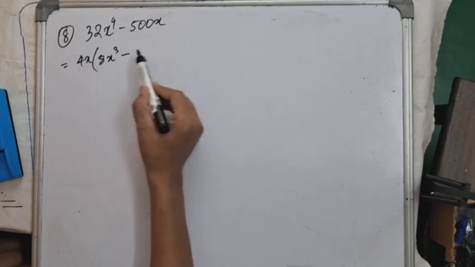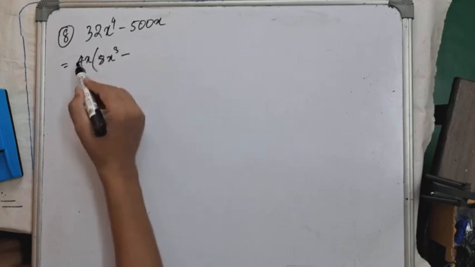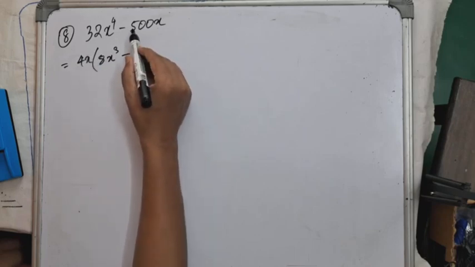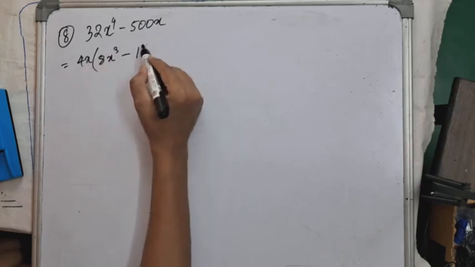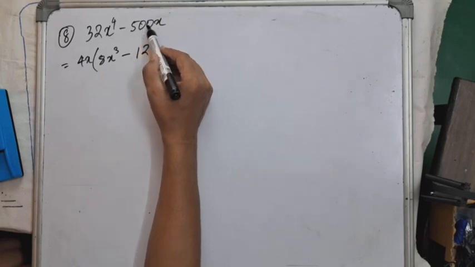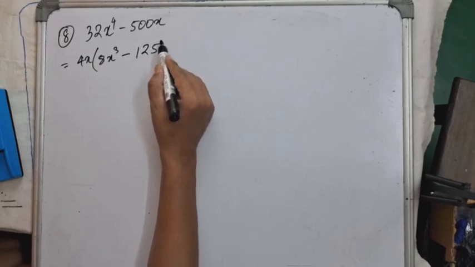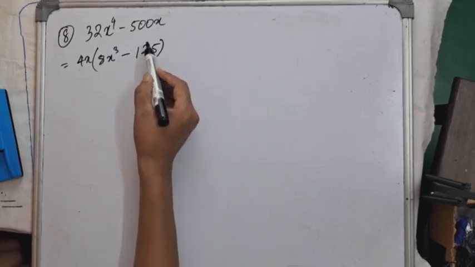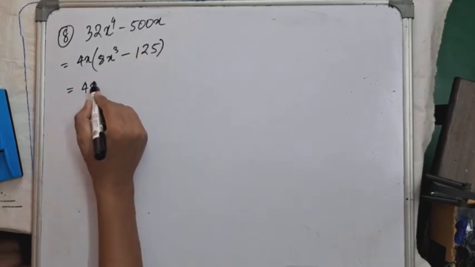Okay, so 4 into some number must give us 500. 4 1s are 4, but this is 5, so the extra one we move to this 0, this becomes 10. 4 2s are 8, 9, 10, 2 extra, we further move to the next 0, this becomes 20. So 4 5s are 20, isn't it? So 4x into 125 will give us 500x. Okay, this 4x we copy as it is.